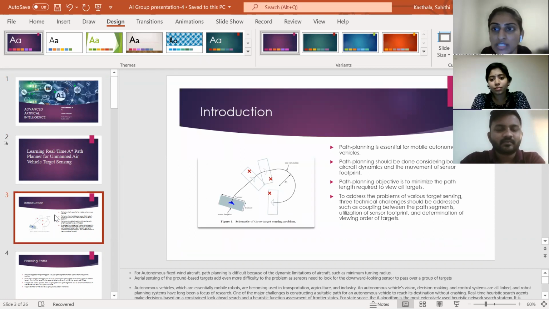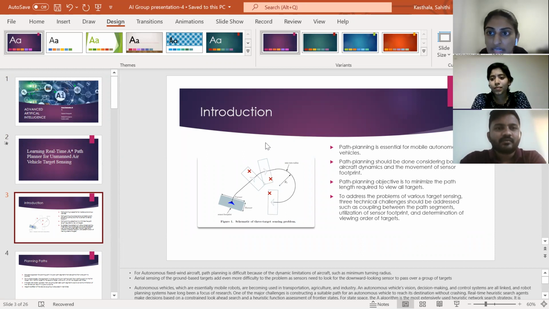Autonomous vehicles, which are essentially mobile robots, are used in transportation, agriculture, industry, airlines, and in many ways. In autonomous vehicles, vision, decision making, and the control systems are all linked together. Robot planning systems have been a long focus of research. One of the major challenges in constructing these autonomous vehicles is to find a path so that the autonomous vehicle reaches its destination without crashing. For that reason, path planning is very essential for mobile autonomous vehicles.